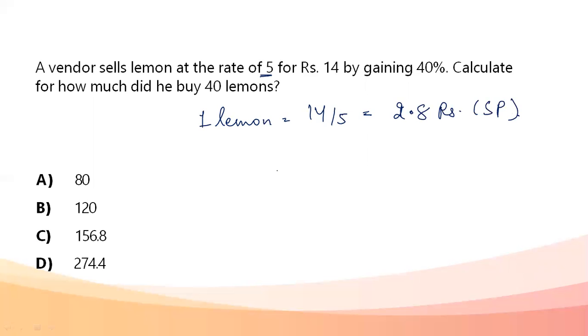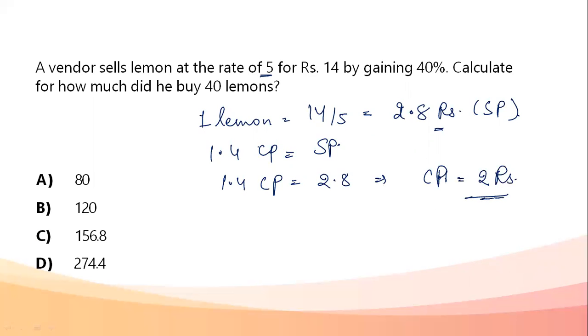Now next thing, it is given that there is a 40% profit. If the selling price is rupees 2.8 and there is a 40% profit, I know how to write it. So 1.4 CP is equal to SP. 1.4, I have to find the cost price only, is equal to the selling price, 2.8. So my cost price directly comes out to be 2 rupees. If the cost price is 2 rupees and I'm selling it at a 40% profit, I'm selling it for rupees 2.8 per piece, per lemon. So I got the cost price of one lemon. This is for one lemon.